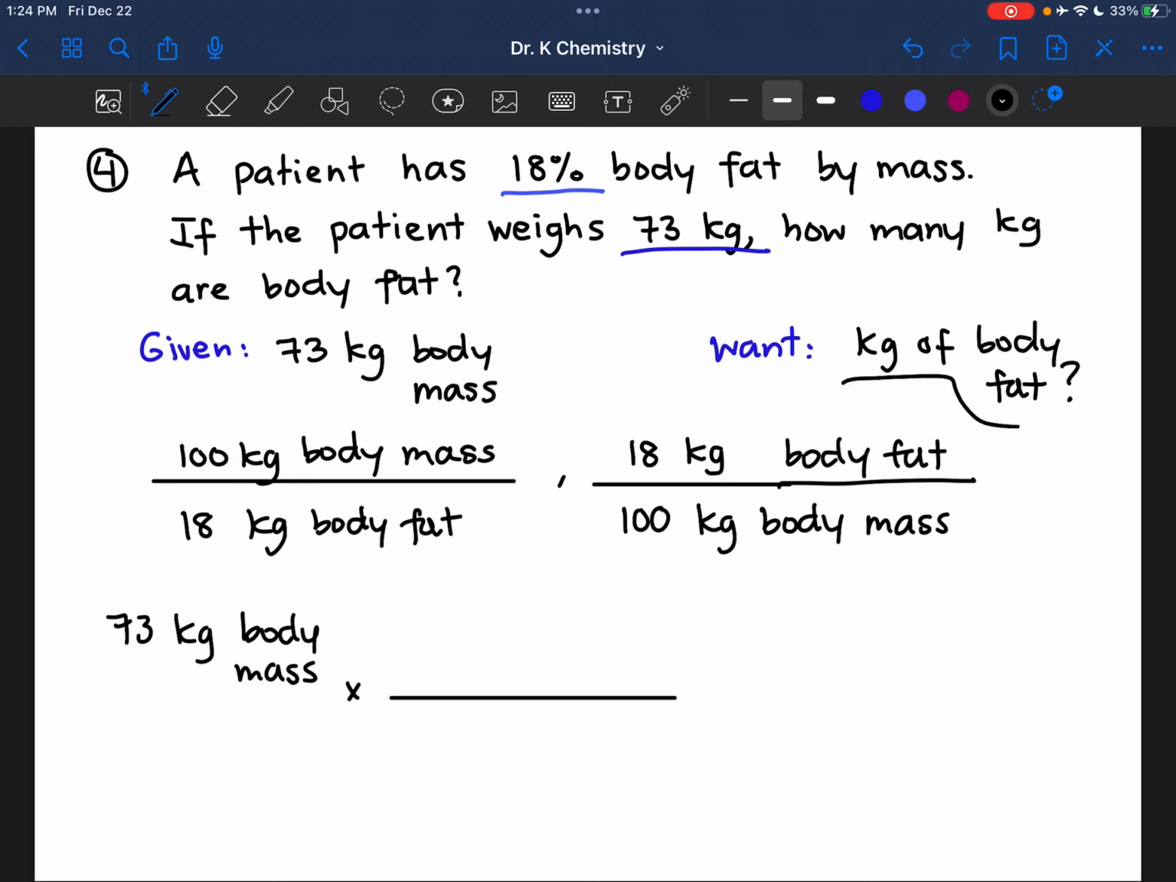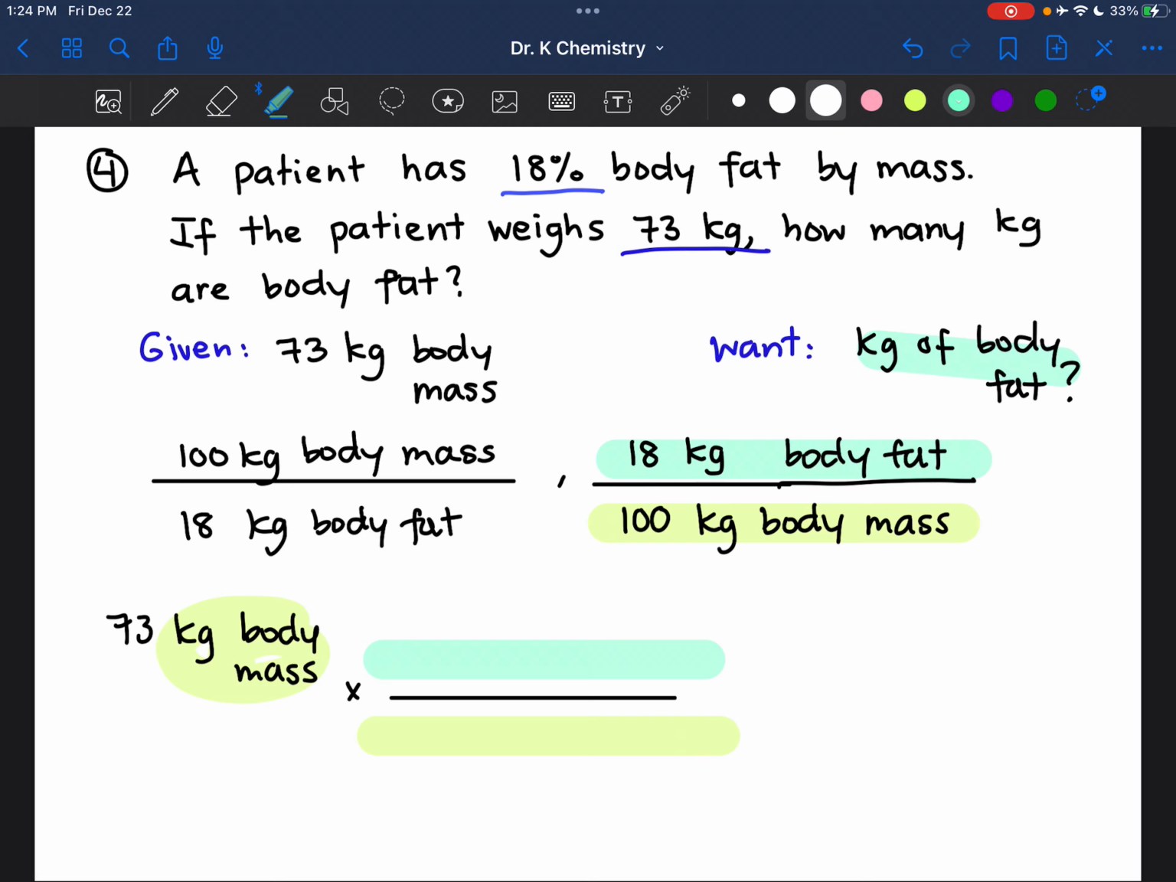And then I'm going to have to multiply by a conversion factor. We're looking for kilograms of body fat, which means that that is what we're going to have to end with up top. And we want to cancel the kilograms of body mass, so that's going to have to go on the bottom. And the conversion factor that matches that is the one on the right. This has kilograms of body mass in the denominator and kilograms of body fat in the numerator. So that's what I'm going to enter here.